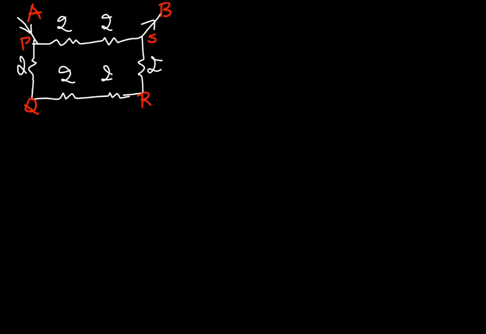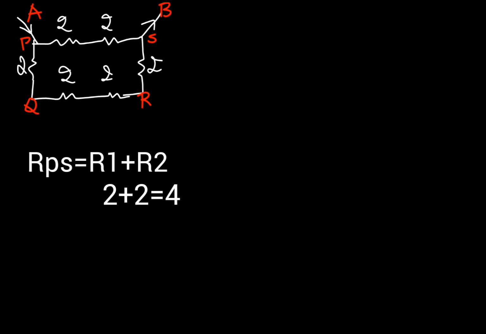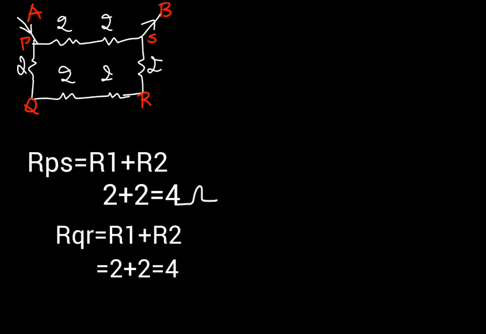So first we'll simplify the resistance between PS and QR. If you observe the resistance between P and S, these two resistors are connected in series. Here we can use the series combination formula. RPS is equal to R1 plus R2. So substitute the values. R1 is 2 ohm, R2 also 2 ohm. 2 ohm plus 2 ohm gives 4 ohm. Now let me solve the resistance between Q and R. So again use the series combination formula. RQR is equal to R1 plus R2. So 2 ohm plus 2 ohm gives 4 ohm.